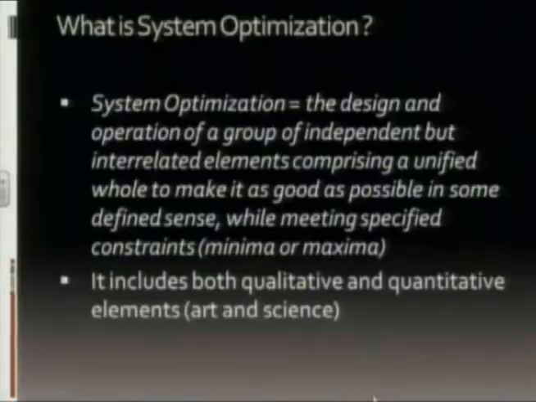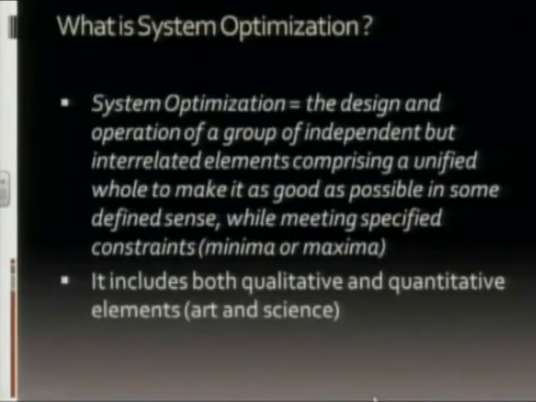So, what is system optimization? We've developed this handy definition: system optimization is the design and operation of a group of independent but interrelated elements comprising a unified whole to make it as good as possible in some defined sense while meeting specified constraints of minima or maxima.